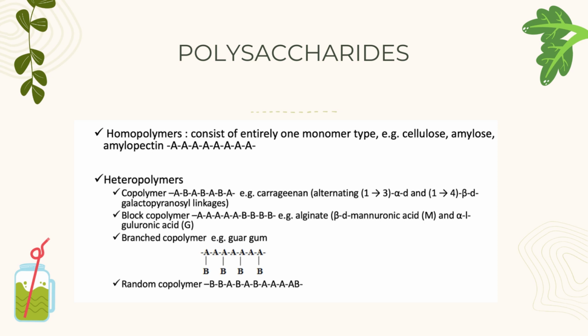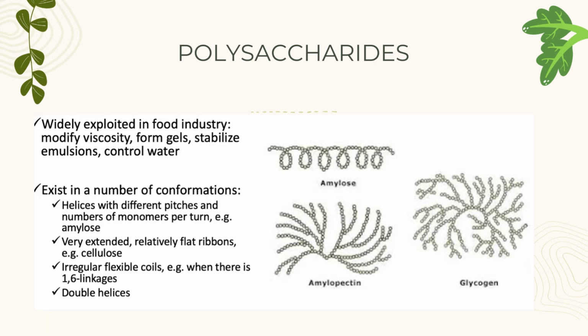Next is branched copolymers such as guar gum. The backbone of the polysaccharide has only one type of monomer, and then it is branched with another kind of monomer. The final type is random copolymer, a mix of different kinds of monomers inside the polysaccharide.